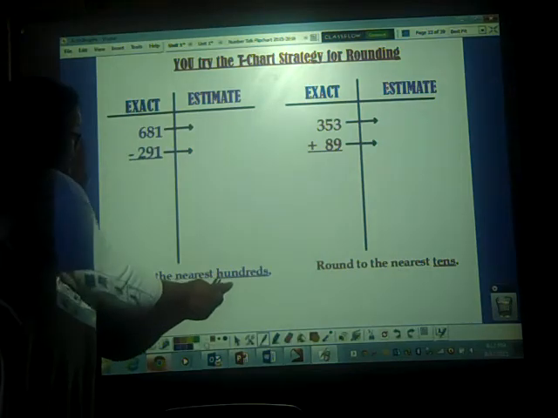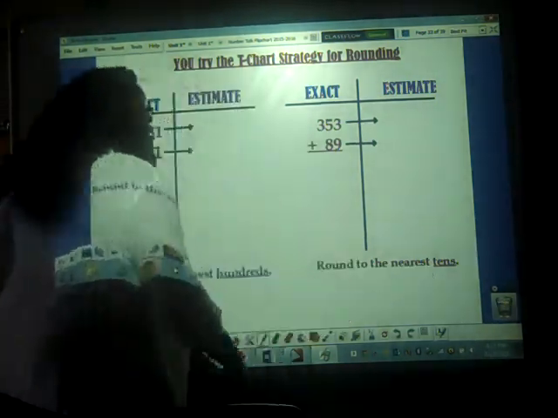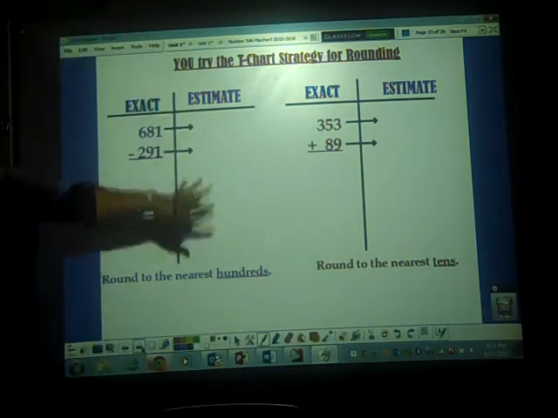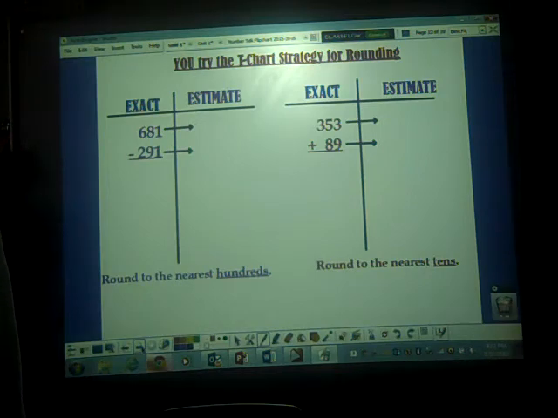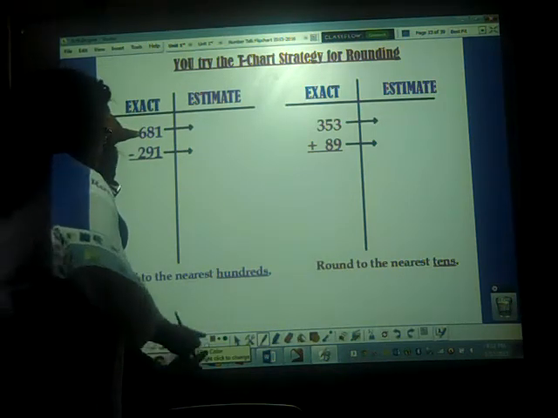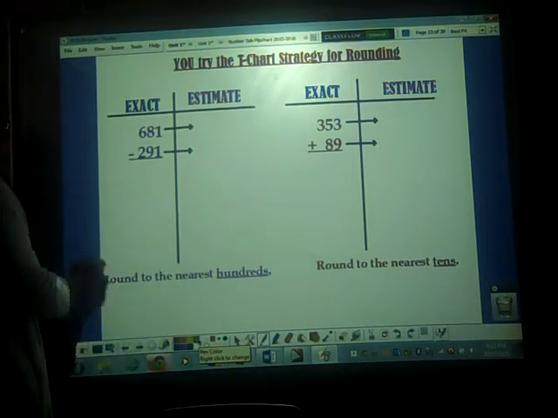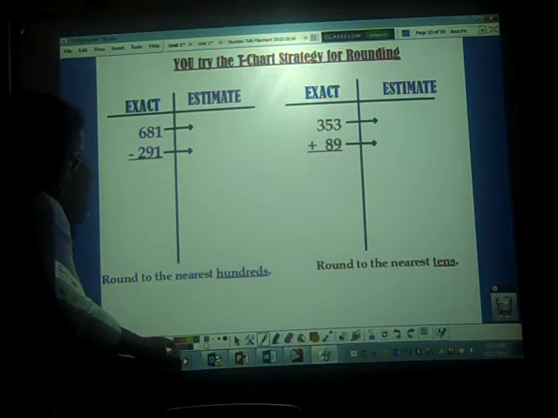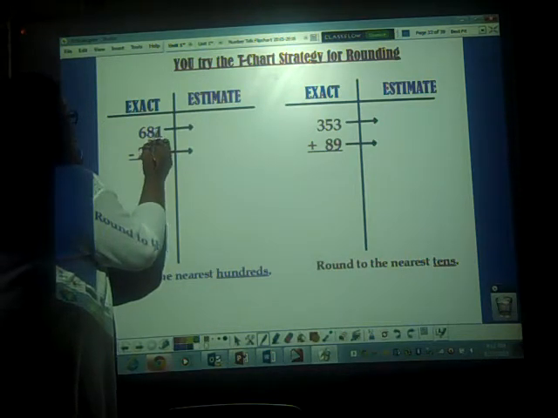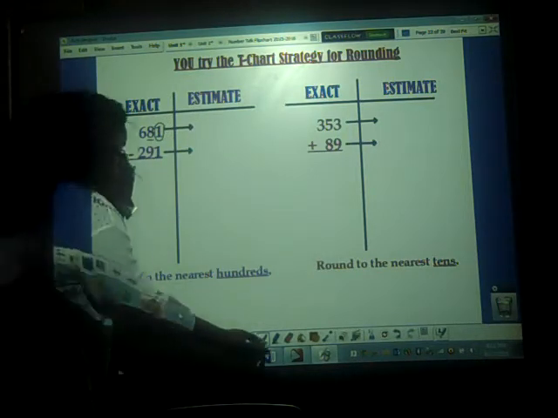I'm going to round this to the nearest 100s. You guys are going to round this to the nearest 10s. So pause the video and copy this down. Everything. All right, we have 681. They want us to round it to the nearest hundreds. Now remember I did the whole underlining and then circling what's behind it. We're going to do that again. Underline and then circle. If they want us, wrong one.